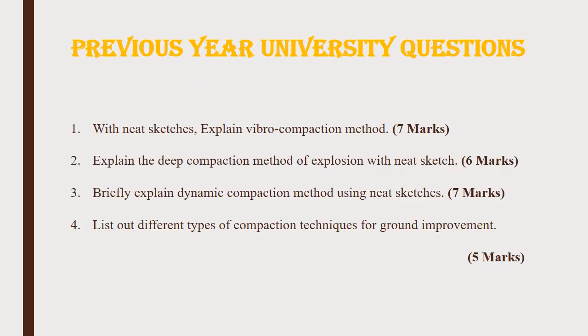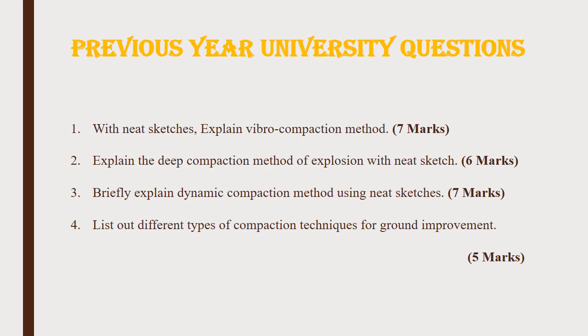The previous year questions asked from this part include: first one, with neat sketches explain vibro compaction method. So in this question first of all you have to answer what is deep compaction, which are the techniques used for deep compaction, and explain the importance of vibro compaction method in not more than 5 sentences, and after that explain the procedure for it with appropriate sketches. Then you will get 7 marks.